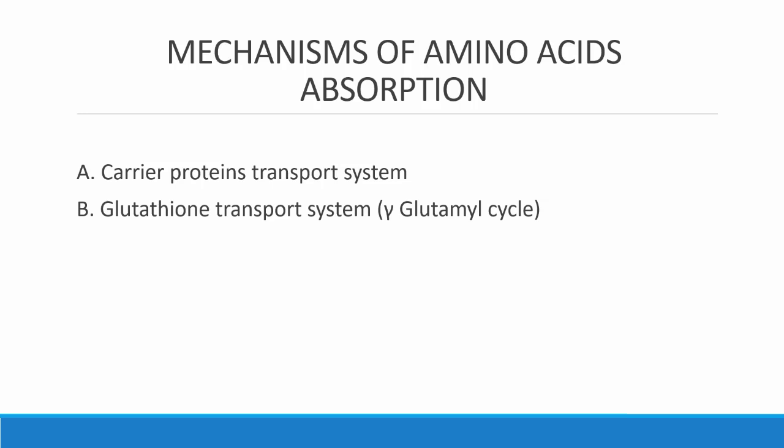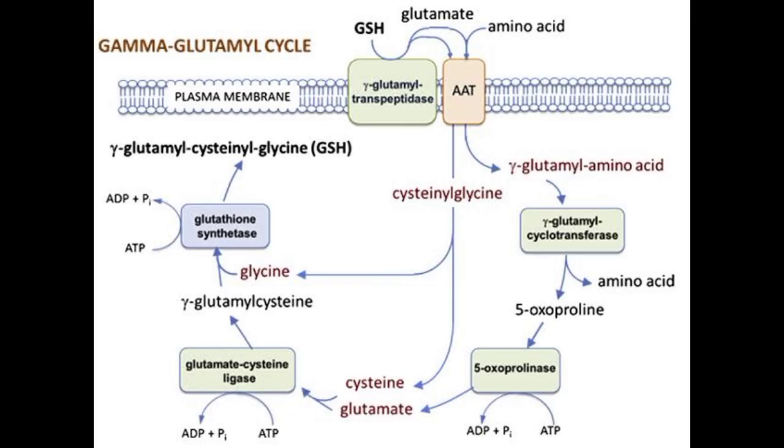In this mechanism, transporting one amino acid requires 3 ATP, while in the carrier protein transport system just 1 ATP is used for one amino acid. So the carrier protein transport system is preferred by the body because it uses less energy, and that way is able to save energy for other processes. Now let's look at the diagram of this gamma glutamyl cycle.